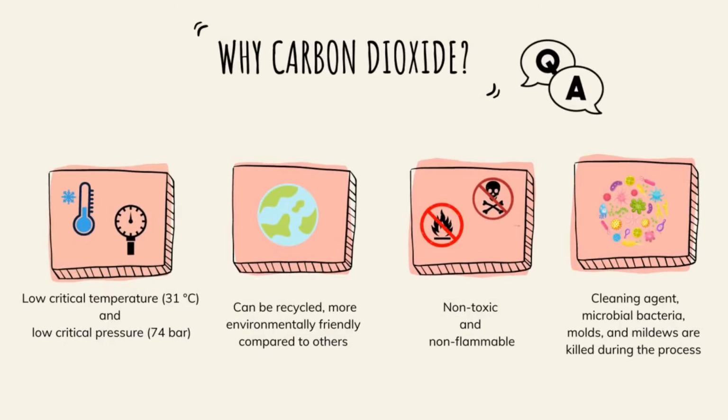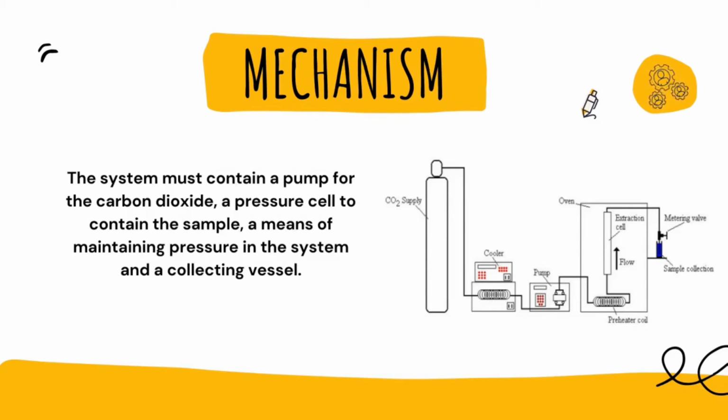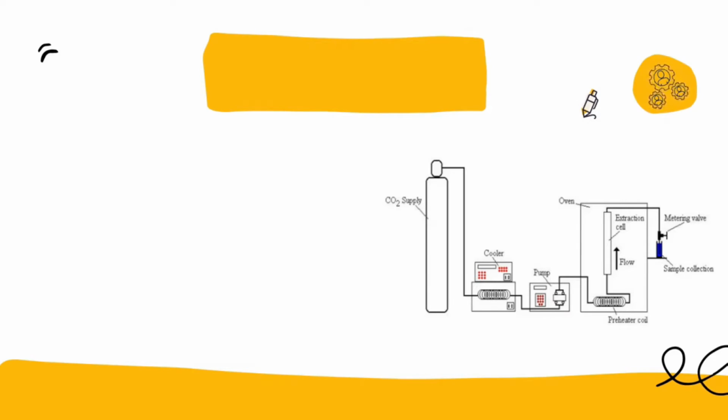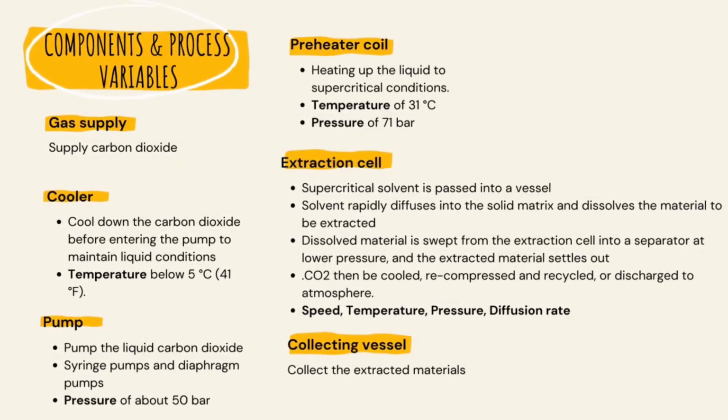Carbon dioxide is commonly used because of its low critical temperature and critical pressure, it is more environmentally friendly, not toxic, not flammable, and also acts as a cleaning agent. For supercritical carbon dioxide fluid extraction, the system must contain a pump, a pressure cell, and also a collecting vessel. Then, we will look into each of the components and related process variables.